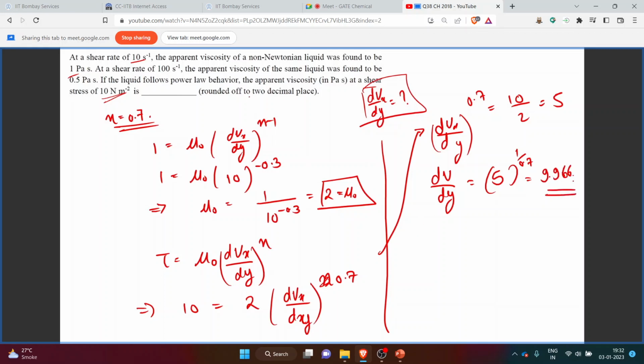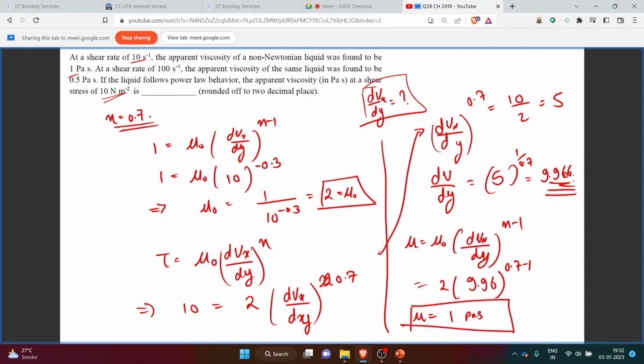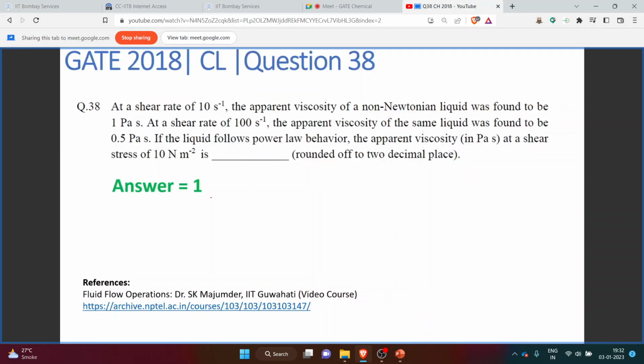Now we have to find the apparent viscosity, that is mu in this case. So mu is mu naught times dvx upon dy raised to n minus 1, and we will replace all the values, that is 2, and from here we have this value 9.96, and n was 0.7, so n minus 1 will become 0.7 minus 1. So we can solve this, and the value of mu, that is the apparent viscosity, will be 1 Pascal second. So the final answer we will write as 1.